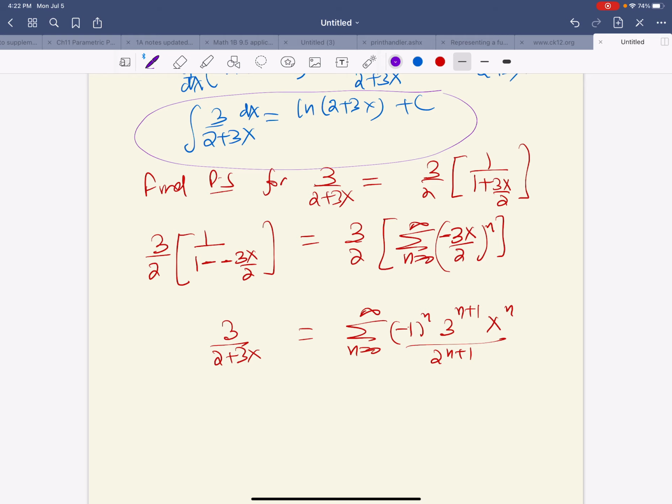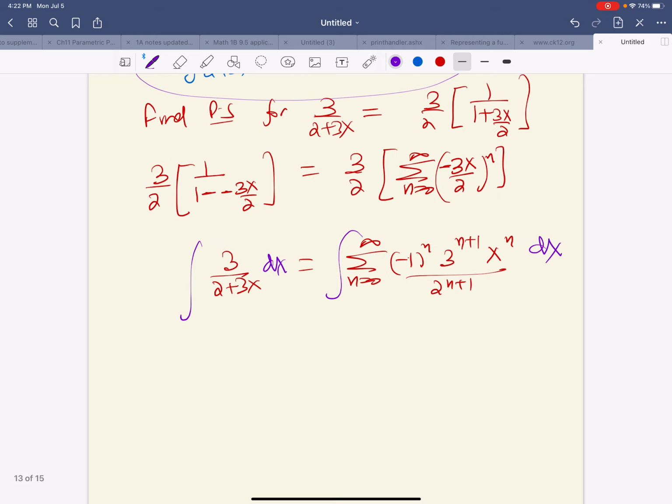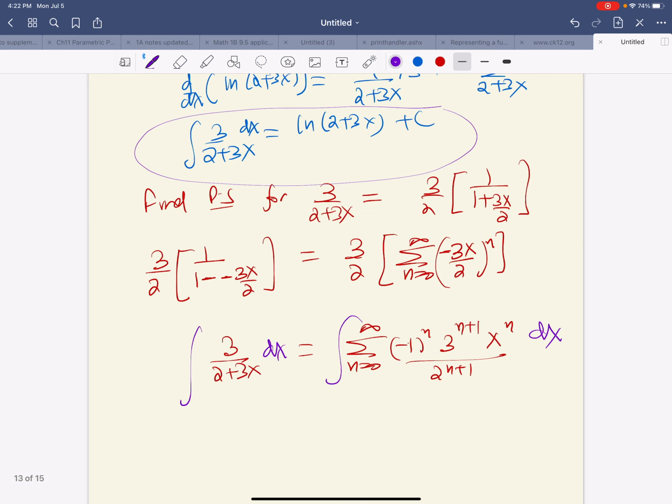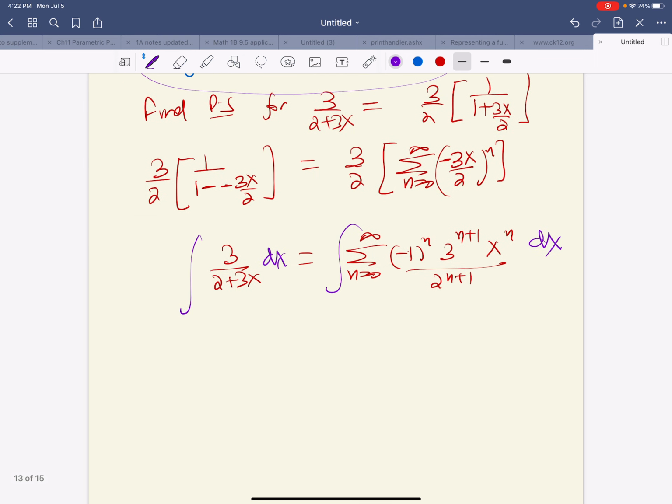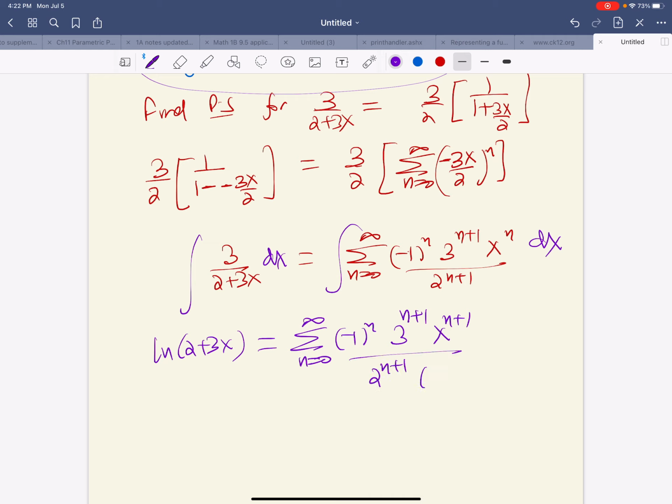Now I'm going to go ahead and integrate both sides. So the integral on the left hand side is equal to natural log of 2 plus 3x. It is going to equal summation n equals 0 to infinity, negative 1 to the power n, 3 to the power n plus 1, x to the power n plus 1 over 2 to the n plus 1 times n plus 1, plus a c. Now we do want to find out the c.